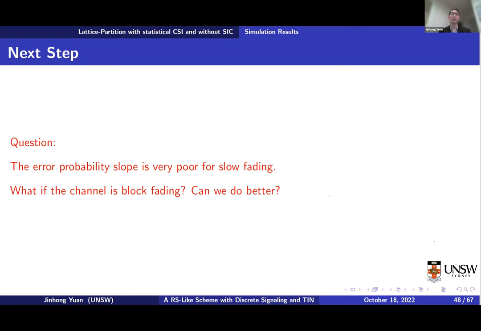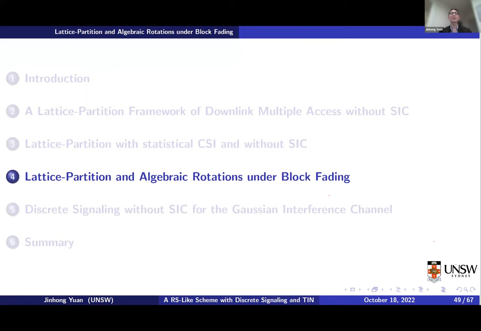And if you don't have instantaneous channel state information, you will have outage, and your error rate probability slope is very poor. Can you do better if you have a block fading channel? We say, yes, you can do better. And you just need a little bit more trick. The trick is you need to do lattice partition. On top of that, you need to do algebraic rotation, meaning your signal constellation needs to be rotated.